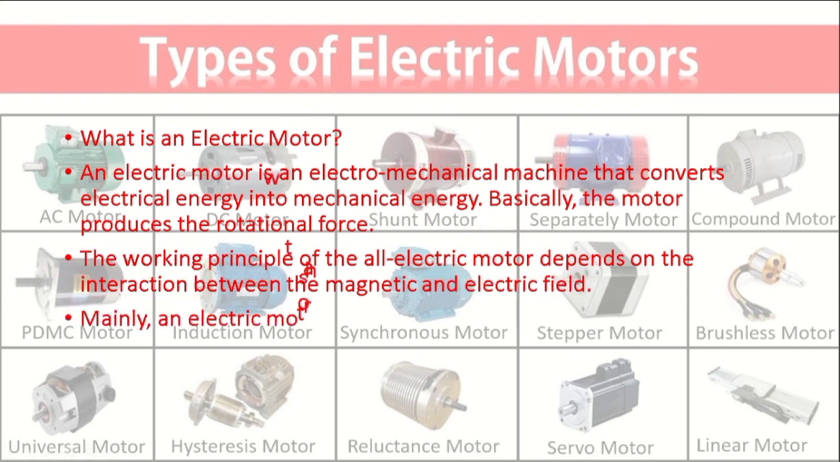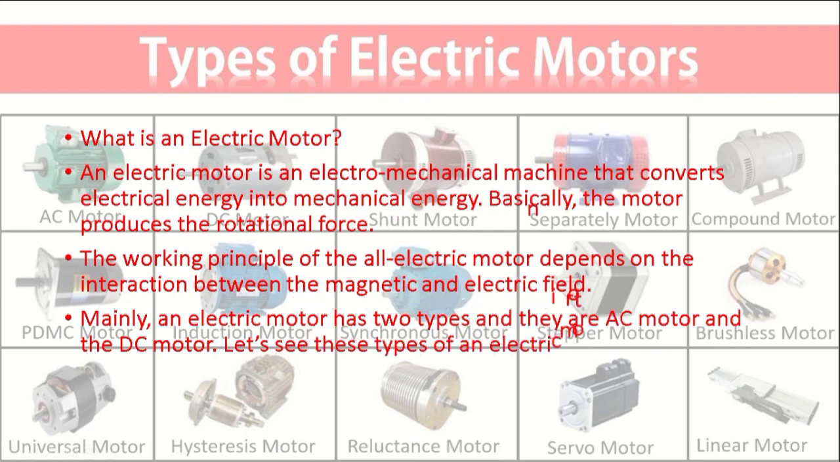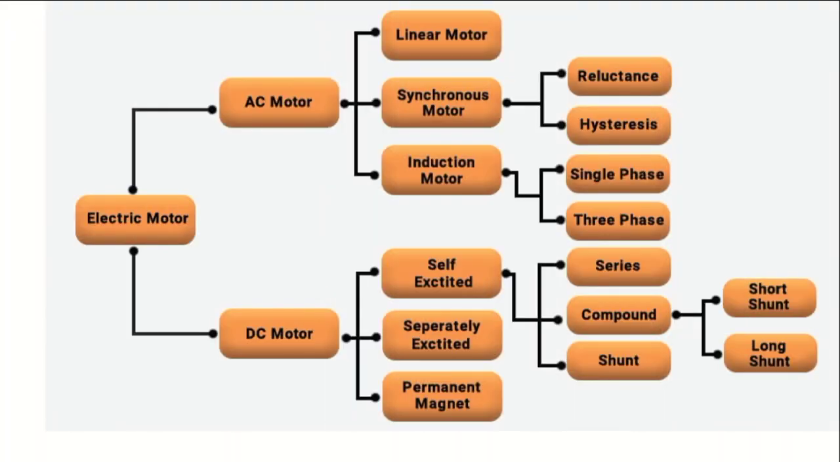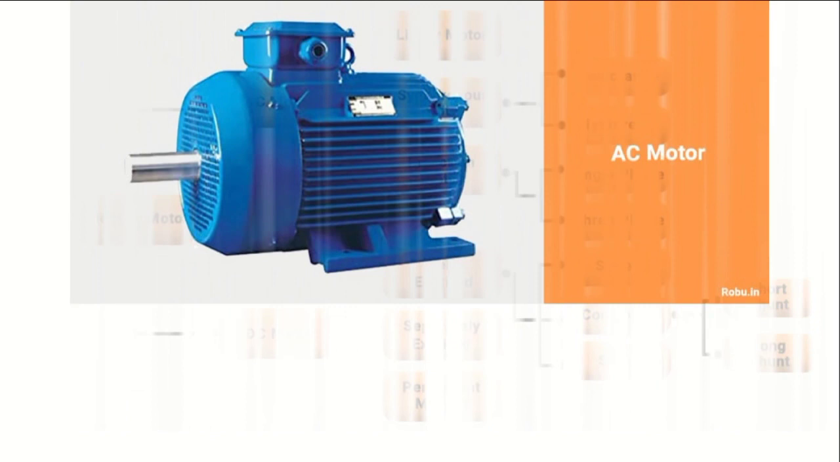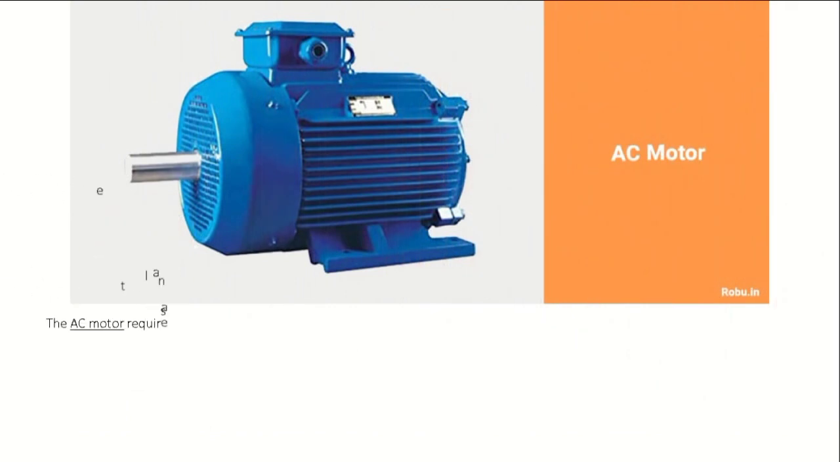Mainly, an electric motor has two types, and they are AC motor and DC motor. Let's see these types of electric motor in detail. AC motor. The AC motor requires an alternating current to rotate. This motor converts the alternating current into mechanical power using electromagnetic induction.